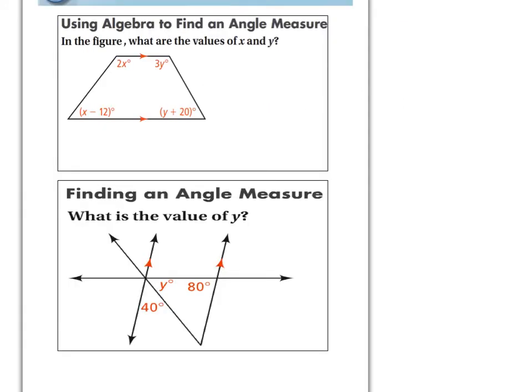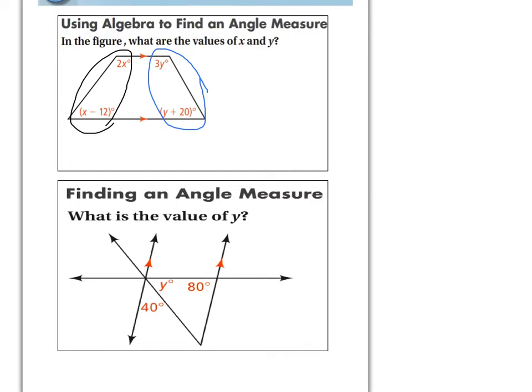Okay, now let's take a look at the second part where it says in the figure, what are the values of x and y? And you're using your different angle types here to recognize that these are the two parallel lines, the top and the bottom. These are the transversal, that happens to be the sides of this shape. And what you'll notice is that the two angles on the left and the two angles on the right are both same side interior angles.